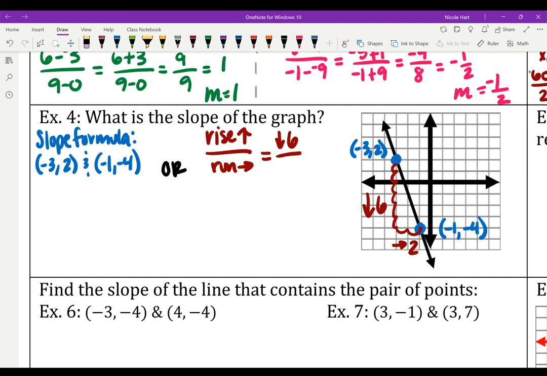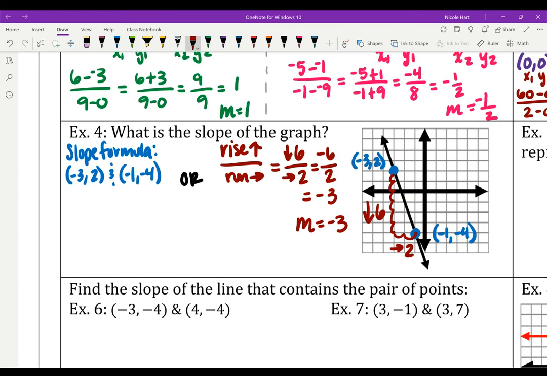Sliding to the right 2. Anytime that we fall down, or our slope goes to the bottom right corner instead of the upper right corner, we're going to have a negative slope. So that's a negative 6 over 2. And that is going to reduce to a slope of negative 3. So our slope is negative 3 here. You can always double check yourself with the slope formula as well. And we'll be back with some more examples in a moment.